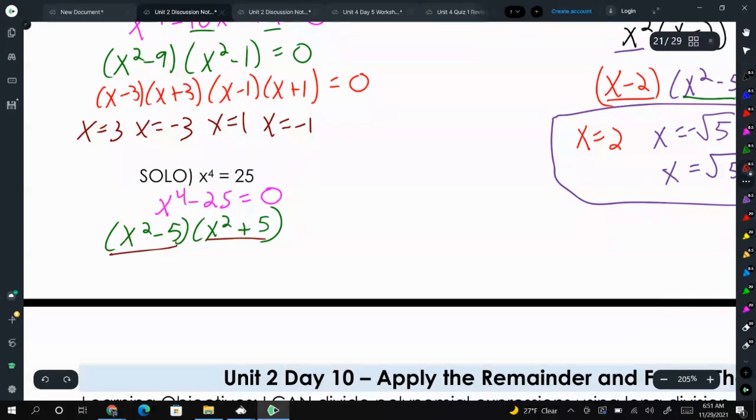Now we got to set each of these equal to 0. So x squared minus 5 equals 0. Well, that's not too bad. We just did that. We square root both sides. x equals plus or minus the square root of 5.